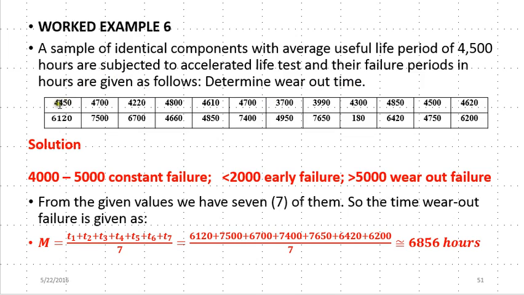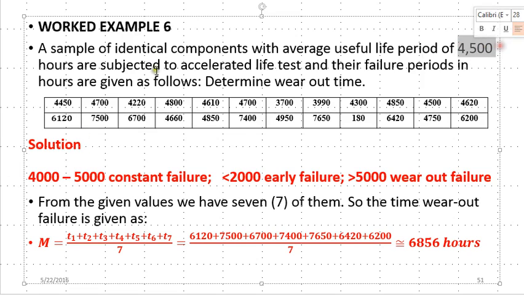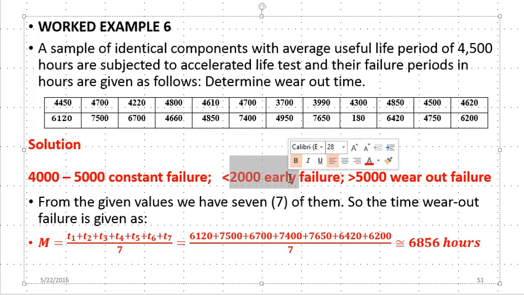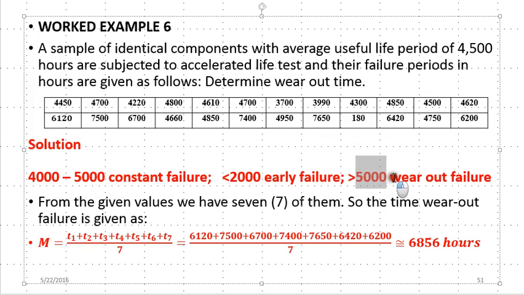So you see, if you look at this column, the average lifespan is this, but it failed at 6,120. This one has this, it failed here. All of them with their normal life and the failure time. Now, if you look at it, we are told that it has an average of what? 4,500. So we can say any time we measured between 4,000 and 5,000, we can call it a constant failure period. And anything less than 2,000, we call it early period. But anything that is greater than 5,000 is a wear out period. So this is greater than 5,000, this is greater than 5,000, this is greater than 5,000. Therefore, they are wear out failure times.